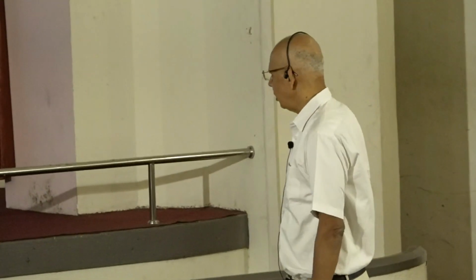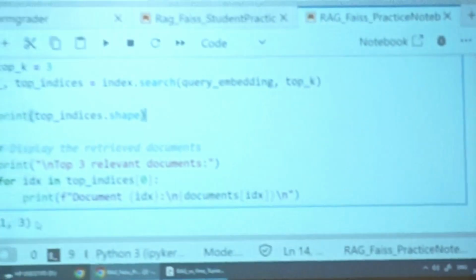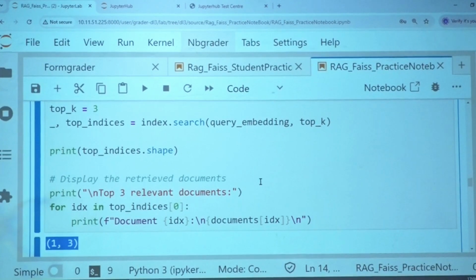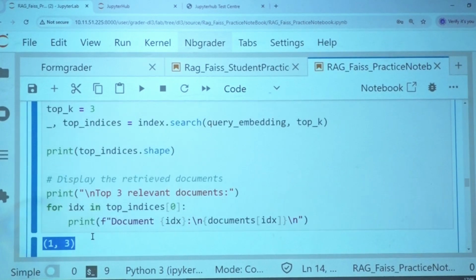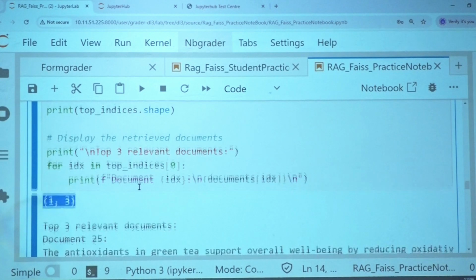It's actually a one hour job, as we just talked. Okay, so now we are just printing the indices. So for the top 3 relevant documents, we are getting the indices. You see the data structure of the indices: 1, 3. Because it's meant for batch processing, that's why for IDX in top indices 0, you may get confused, but often these programs work in batch. Right now there is only one batch, so there is only top indices 0.